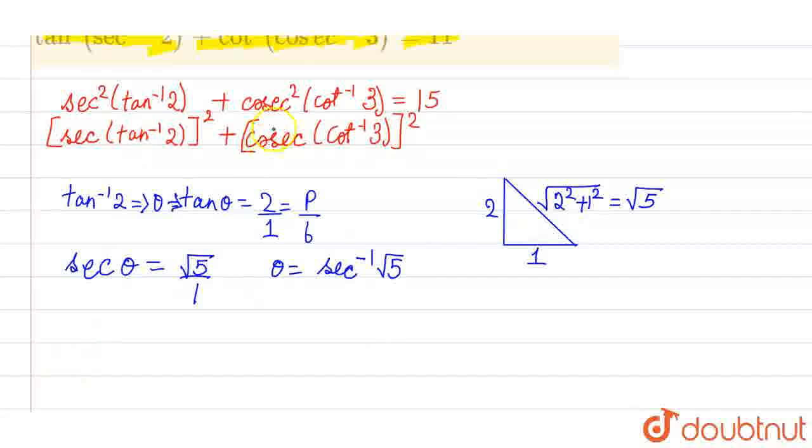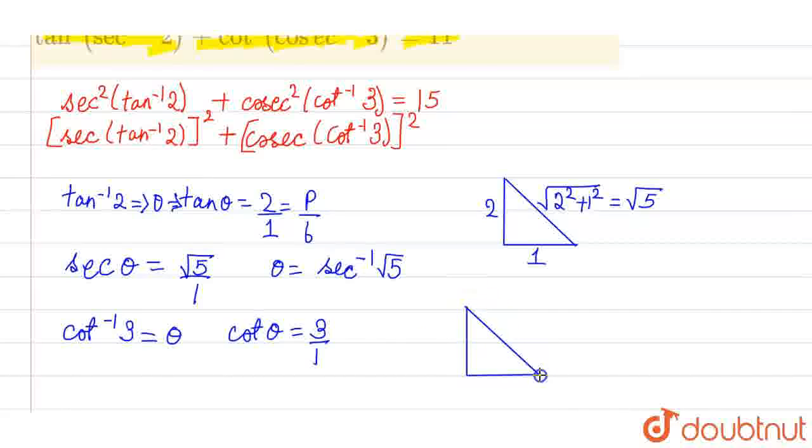Now for the second condition, cot inverse 3. Let us consider it equal to theta. We can say cot theta will be equal to 3 divided by 1. Again you can consider a right angle triangle. Now if base is 3, perpendicular is 1, hypotenuse will be equal to the root of 3 square plus 1 square, that will be under root 10.